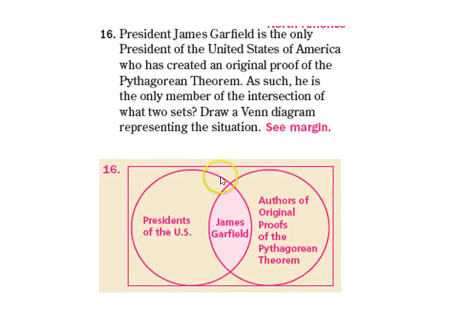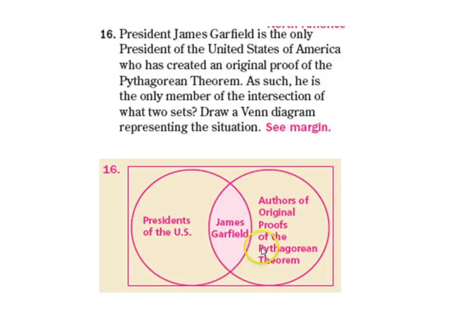So we have two different sets. One set is U.S. presidents. Everybody in this circle, in this set, has been a president of the United States. Everybody inside this circle are authors of original proofs of the Pythagorean theorem, so they are people who have proven the Pythagorean theorem. James Garfield is in both of the circles. He's in both because he was a president of the United States, because it says President James Garfield. And he is also inside the circle of the authors of original proofs because he has created an original proof of the Pythagorean theorem.